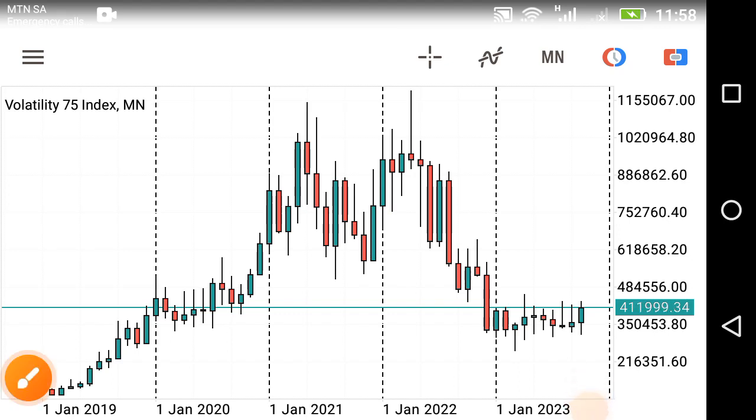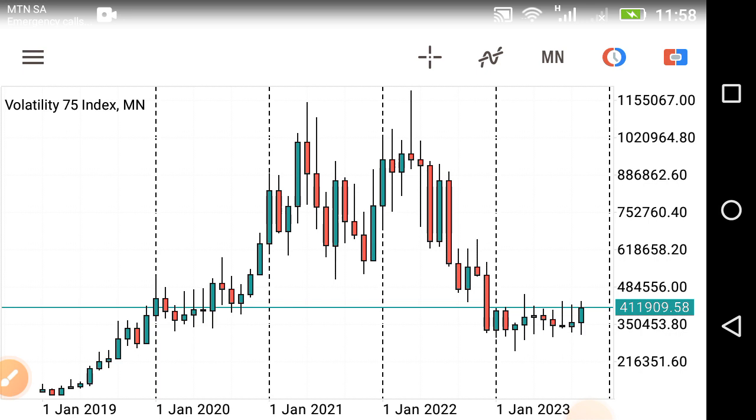This is a high-level technical analysis of the Volatility 75 index, and what we'll do in regards to the technical analysis of this index is look at it from the monthly chart all the way to the H4 chart. And so guys, let's not waste any further time and get straight into the actual analysis.